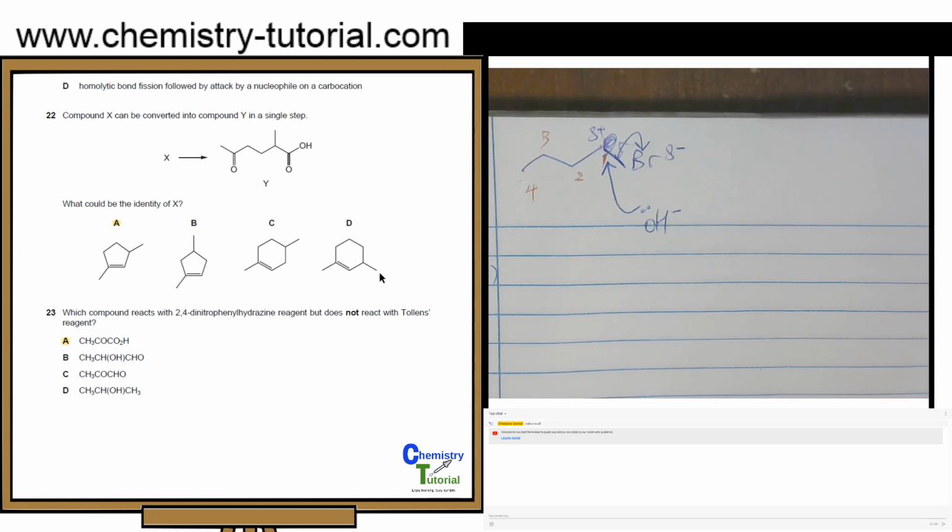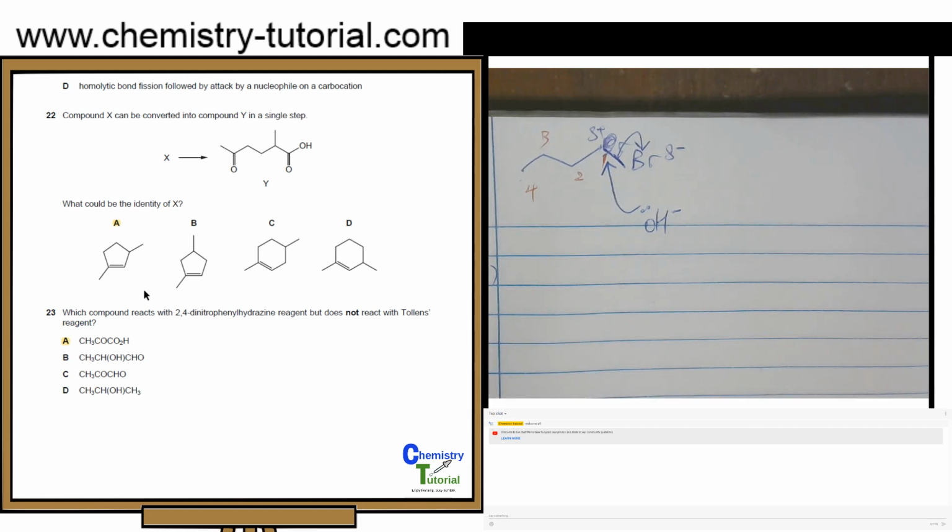However, let's just double check. Because you have an alkene, right? All these 4 options give you an alkene, and in the end, they give you a carbonyl, in this case, a carboxylic acid. Now, ask yourself this question. What are the reactions involved for alkene?